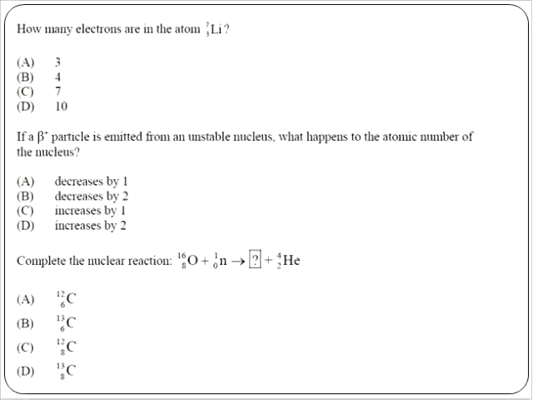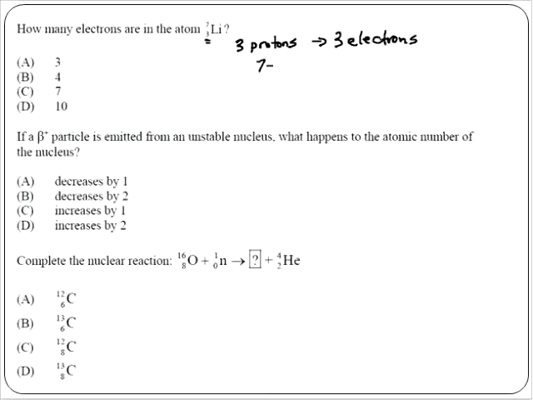Let's move on. How many electrons are in that atom? Well, the bottom number there tells us there are 3 protons. But remember, in an atom, which is neutral, 3 protons means 3 electrons as well.